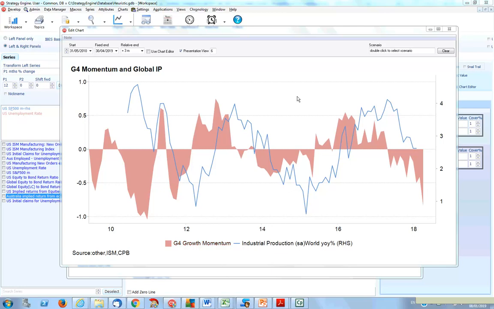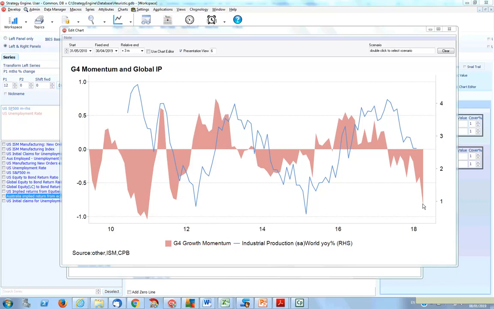So let's turn our attention now to the latest developments in global growth momentum. In particular, I'm looking at the big four economies. And all we're doing here is looking at the most recent reading for an ISM or a PMI relative to its 12-month moving average. And so that's represented by the red area chart here.